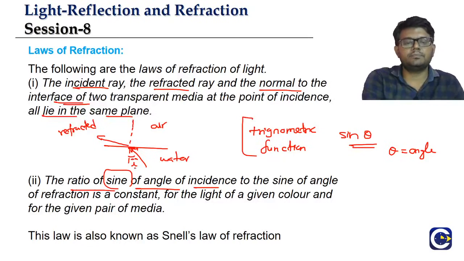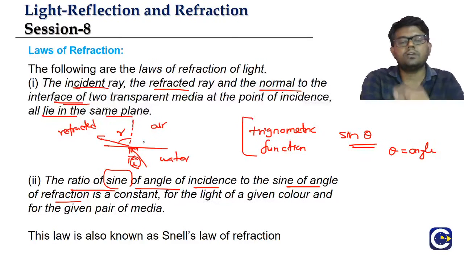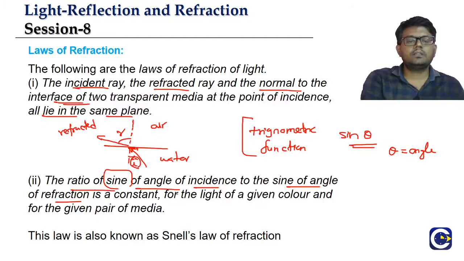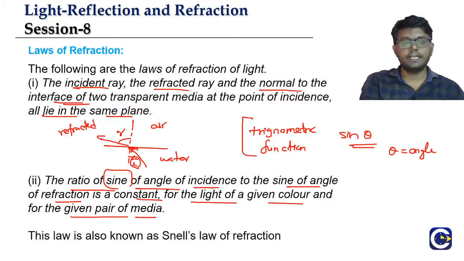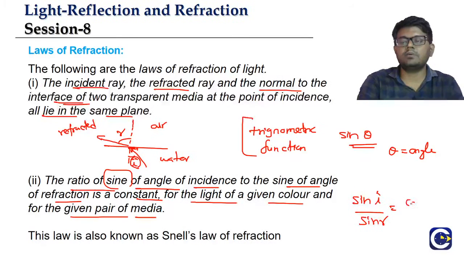I am putting it here, you can observe, this is I. And the sine of angle of refraction means the angle between the refracted ray and the normal, that is R. The ratio of sine of angle of incidence and sine of angle of refraction will be a constant for a given color of light and for a given pair of media. If you look at a particular color of light, the ratio of sine I by sine R, sine being a trigonometric property, will be a constant.